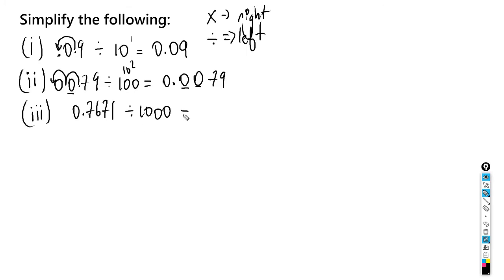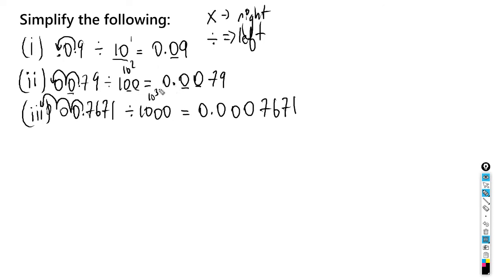All right. So let's do the next one here. And we're going to move this three places because this would be 10 to the 3. We're going to move this three places to the left. All right. Because we're dividing. So we're going to get 1, 2, 3. All right. And if you don't remember, just put the zeros here. So there should be a 0 here and a 0 here. So you should have 0.0007671.